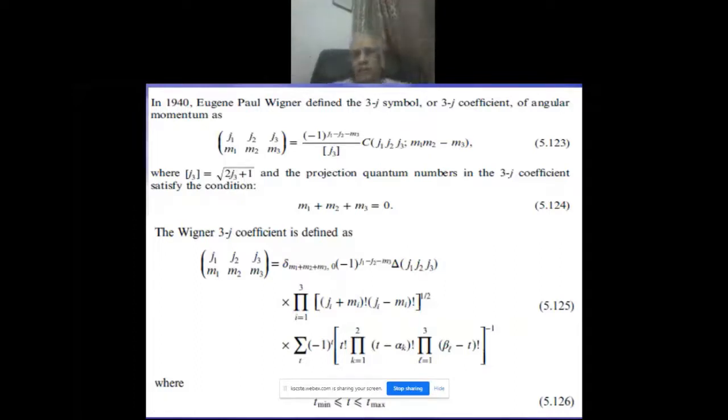I do not have time to explain that. Then you have a product of certain factorials, product of i equal to 1 to 3, (ji plus mi) factorial into (ji minus mi) factorial to the power of half. That's just a numerical factor multiplied by a summation. Now this summation is the one which I would like to emphasize, and with that I will tell you in words what I have done. You see a single sum here over t, right? And it is minus 1 to the power of t multiplied by a whole quantity, with a t factorial in the denominator, a product of (t minus alpha k) factorial, and a product of (beta l minus t) factorial.